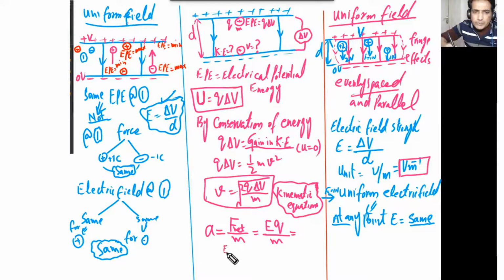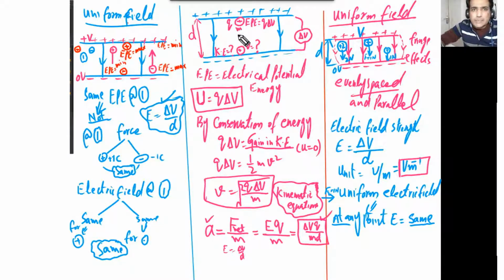I will write down here E is equal to delta V over D. So you can write this formula, and the acceleration will be delta V Q over M D. So this is also how we can calculate acceleration.